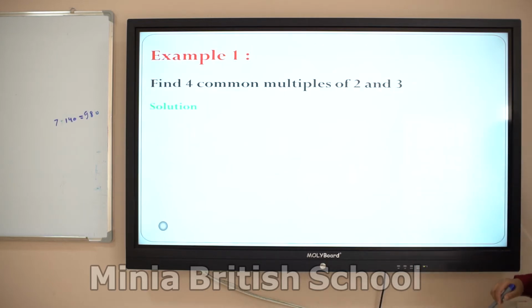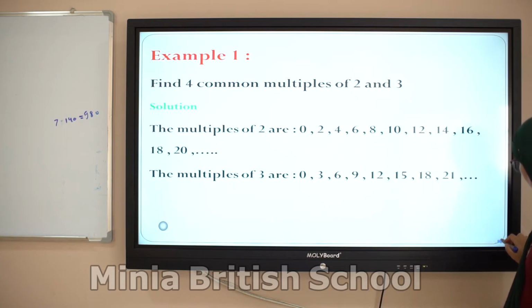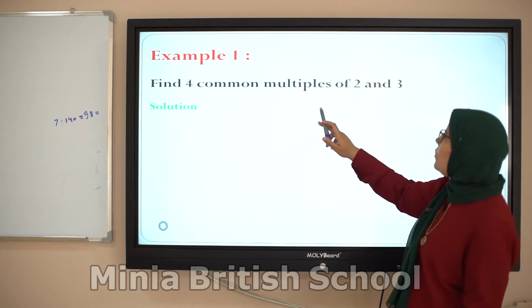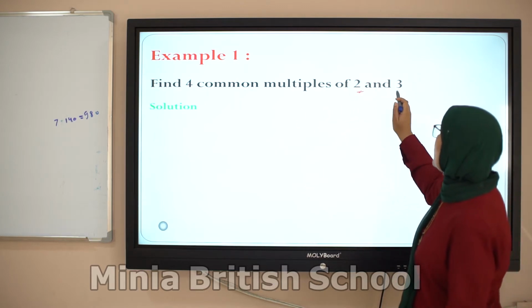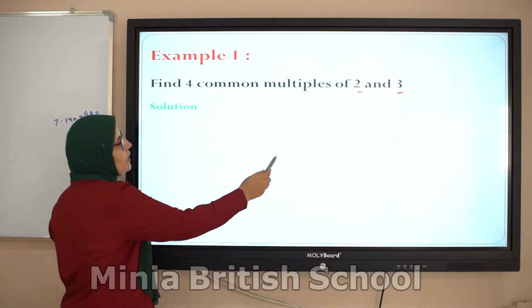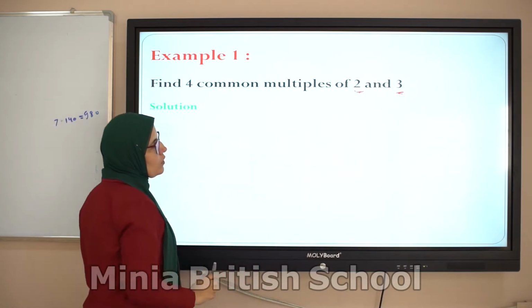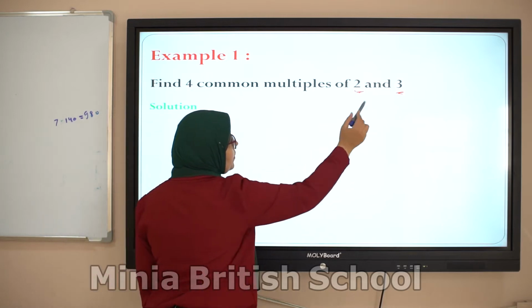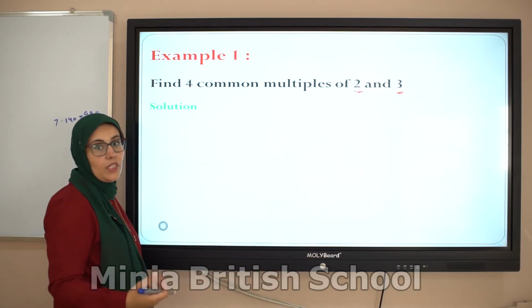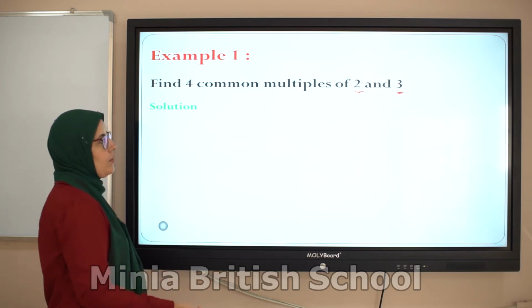Let's see an example. The first example: find 4 common multiples of 2 and 3. So what will we do? The first step, I will get some multiples of 2, then some multiples of 3. You can remember that multiples mean the products of these numbers.